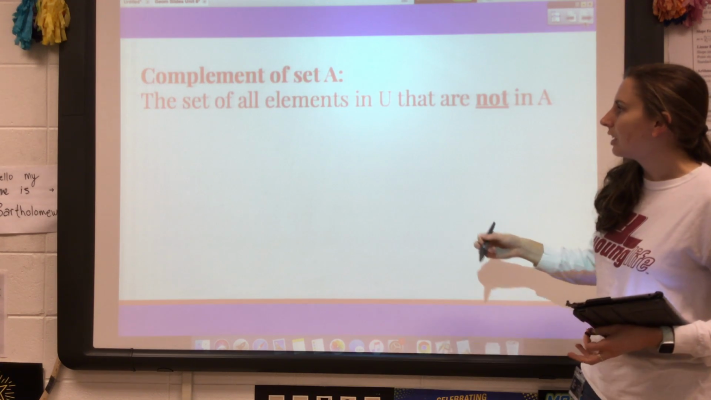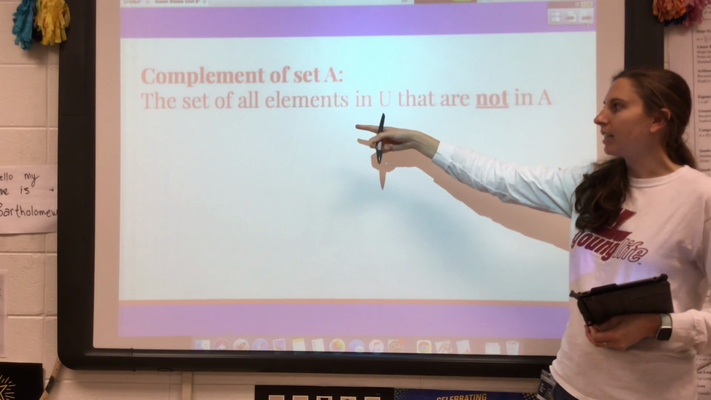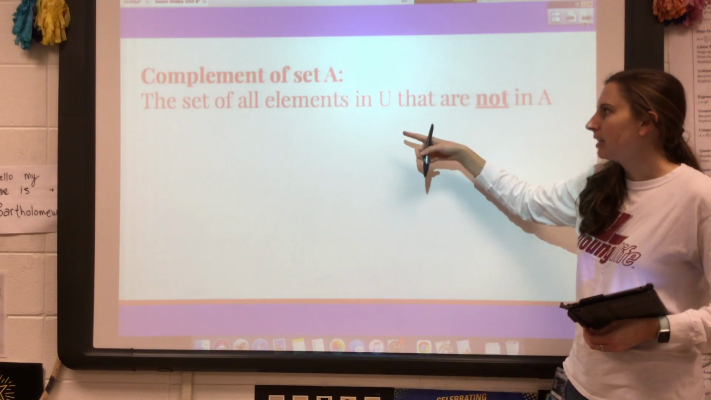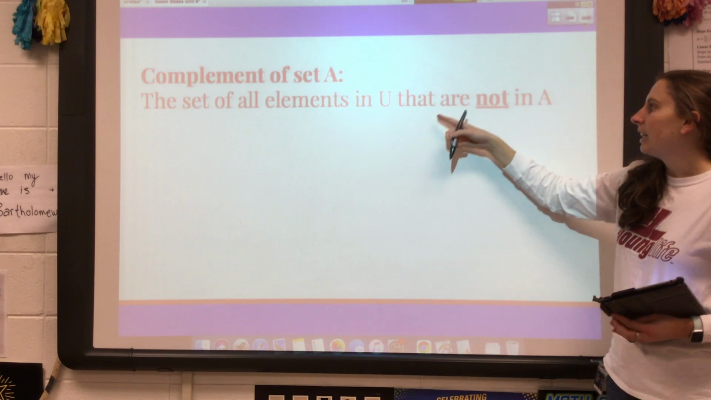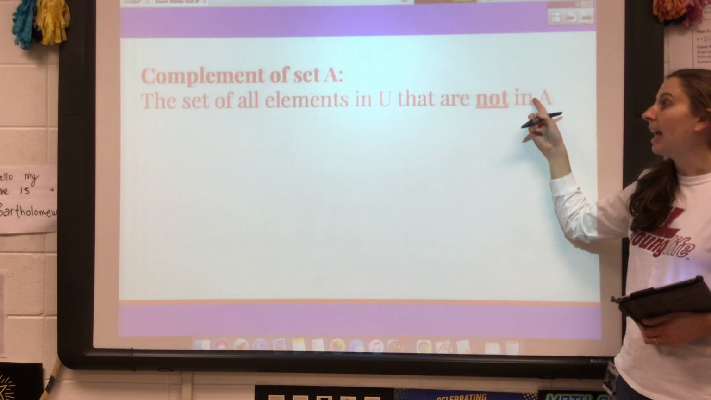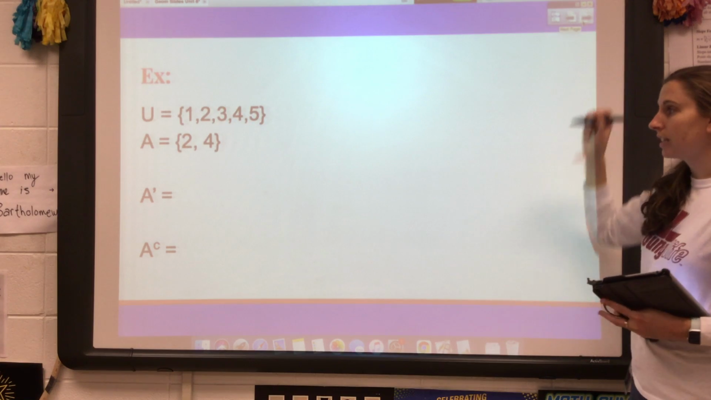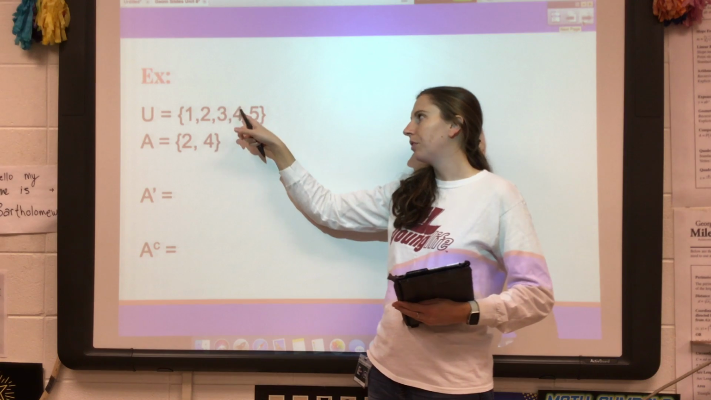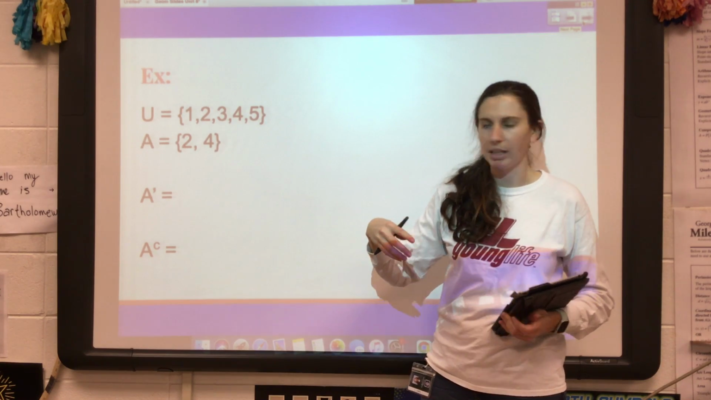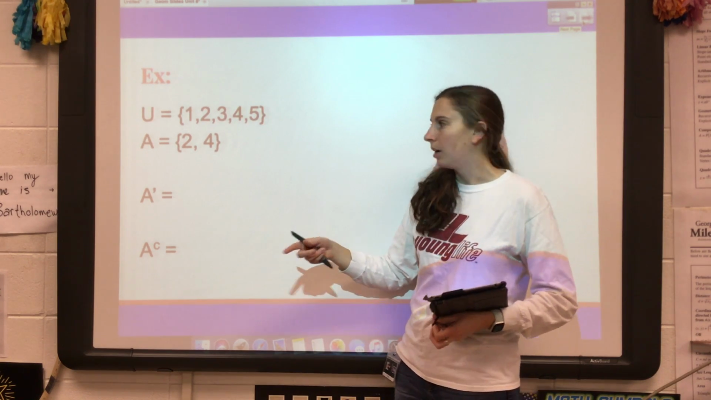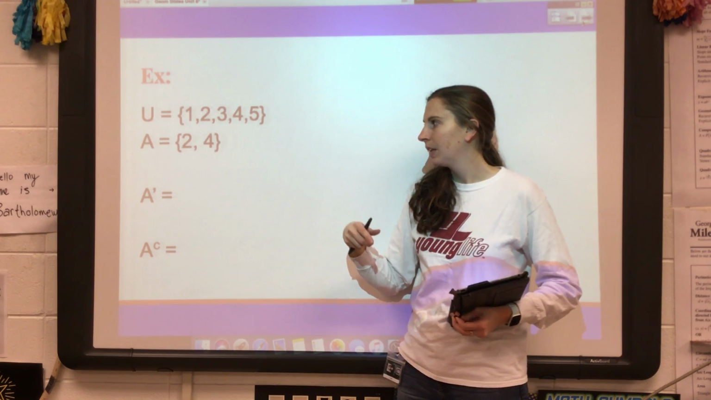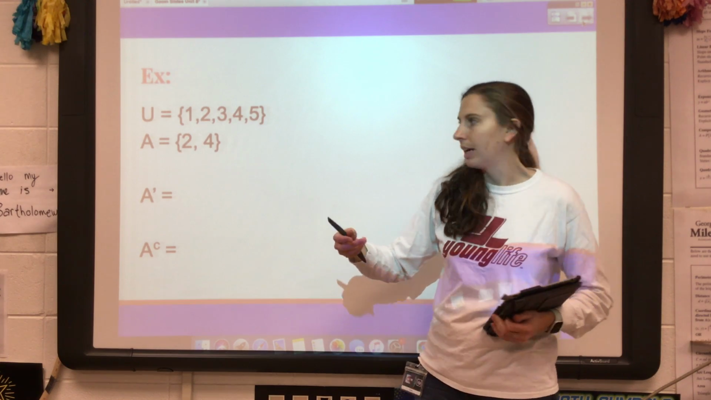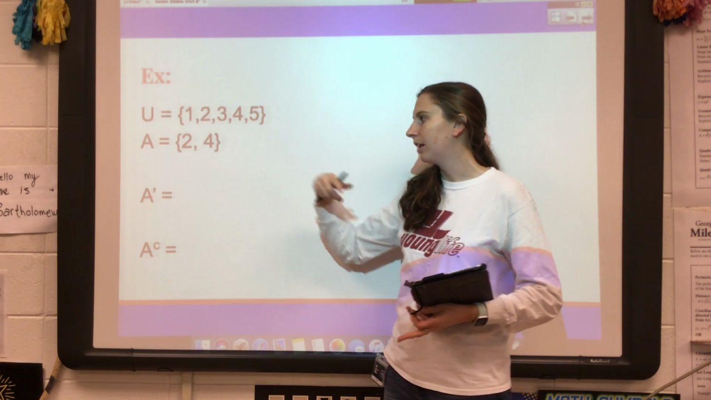So this is kind of the definition here. The complement of a set A would be the set of all elements in the universe that are not in A. So for example, let's say my universal set is 1, 2, 3, 4, and 5. Those are the only options I could possibly get. And my outcomes were 2 and 4. So the complement, or like the stuff that wasn't picked, would be 1, 3, and 5.